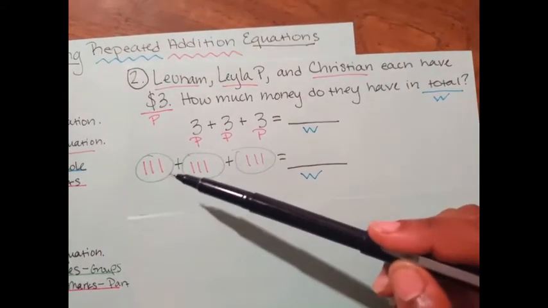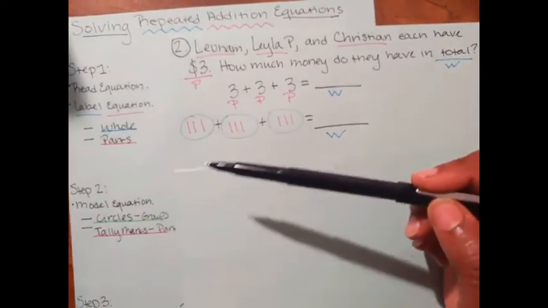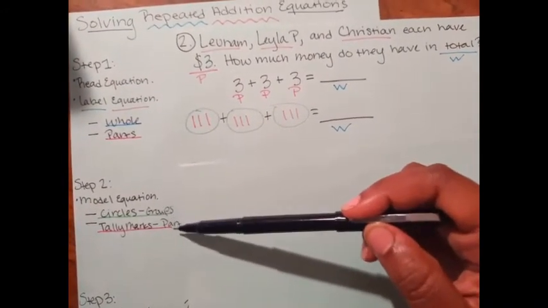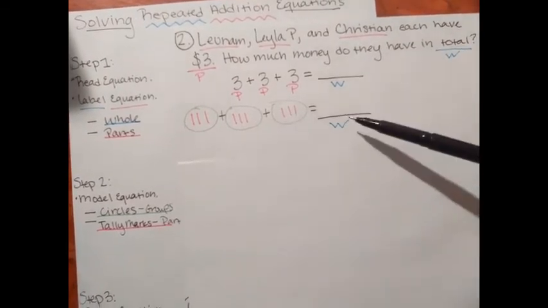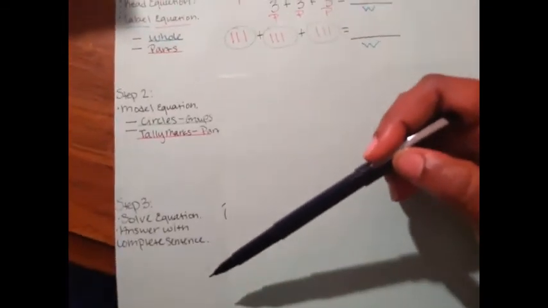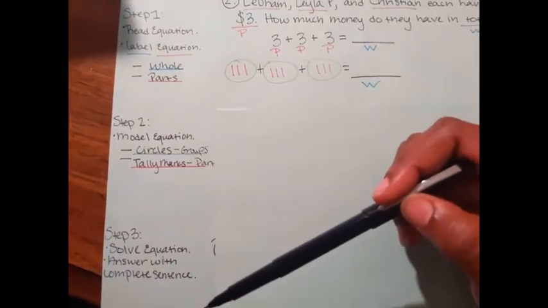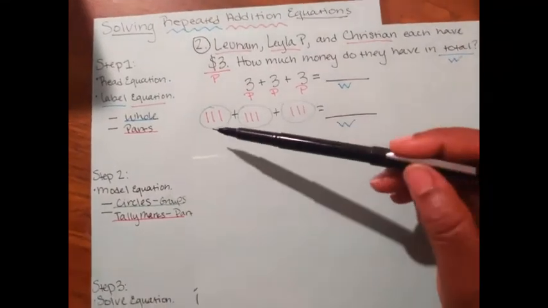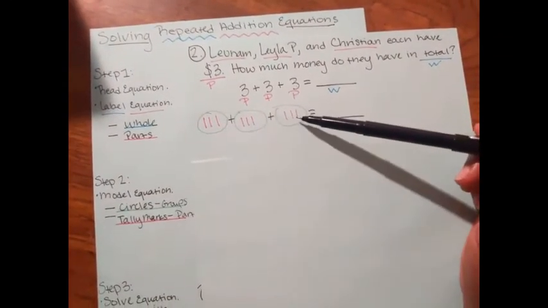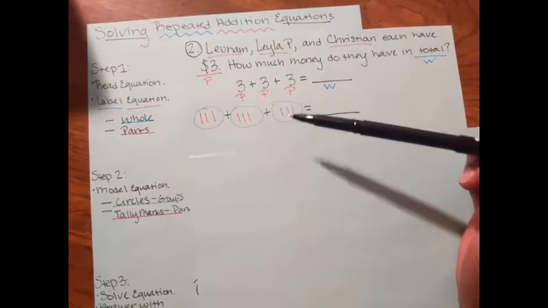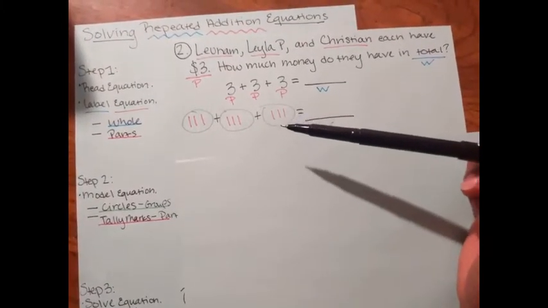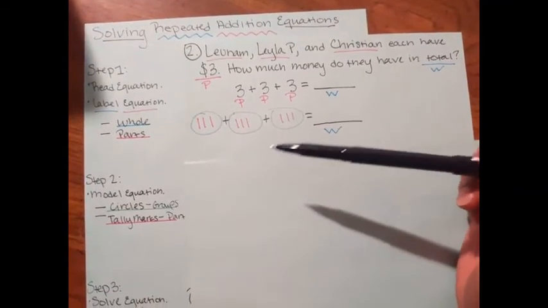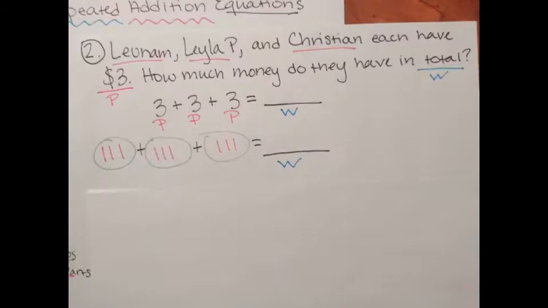Now, once we have properly labeled our circles and our tally marks for our groups and our parts, we are ready to solve the equation and answer with a complete sentence. And we remember that to solve our equation, all we have to do is count the tally marks in the circle. So whenever we return, we will share and compare how many tally marks we counted all together.